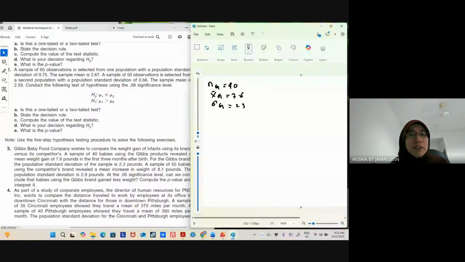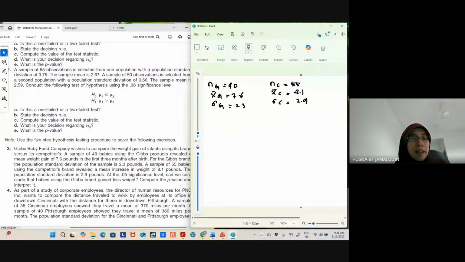Okay, that's it. And then they give you another piece of information. A sample of 55 babies using the competitor. Then you are going to have different information for the competitor. The sample size is 55. And then you are also expecting that they give you the sample mean for the competitor. Where is the sample mean? 8.1. And then you are also going to have sigma for the competitor, which is 2.9. So now you have all the information, right?